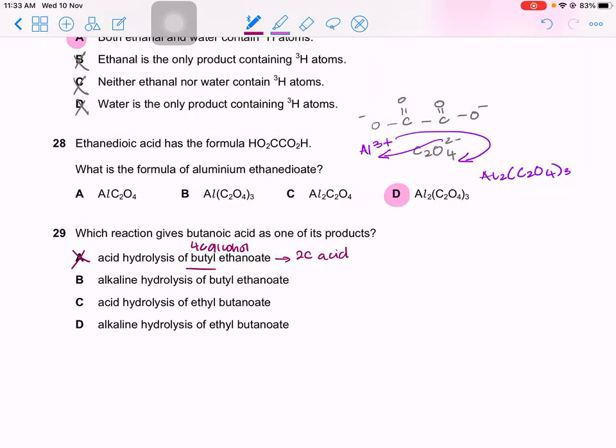Alkaline hydrolysis of butyl ethanoate. If you do alkaline hydrolysis, will it give you acid? No, it will give you the salt of the acid, not the acid. Acid hydrolysis of ethyl butanoate. Yes, this will give you butanoic acid. Answer therefore is C. Alkaline hydrolysis again will give you salt.